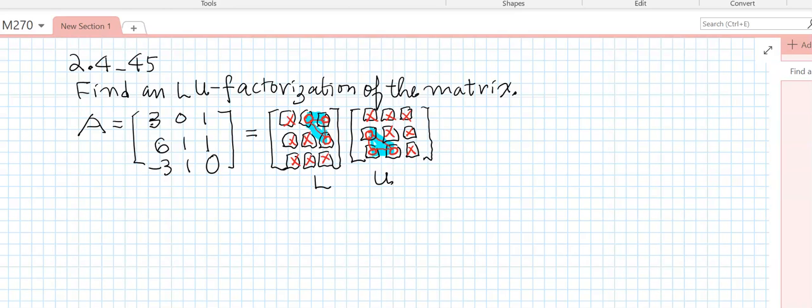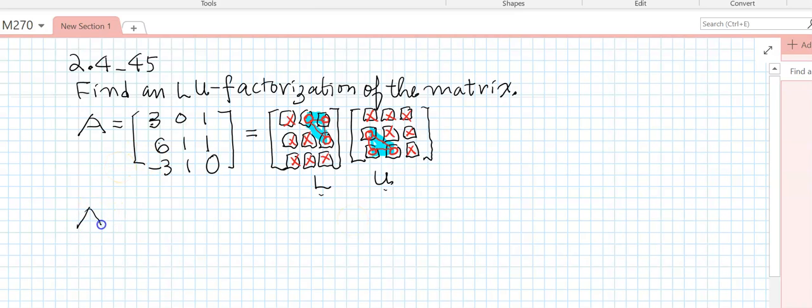Section 2.4, problem 45: find an LU factorization of the matrix. So what is LU factorization? You want to write the matrix as a product of a lower triangular matrix and an upper triangular matrix. Lower means that the upper triangle, the three entries that are highlighted, have to be zero. And upper means the lower part of the triangle is zero. But although L comes first, we do U first from A.